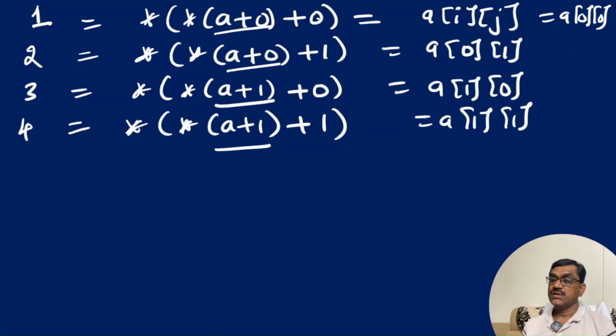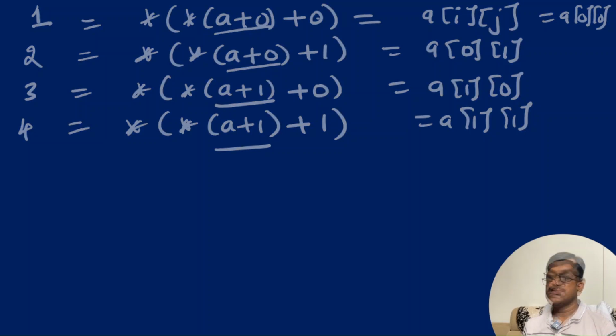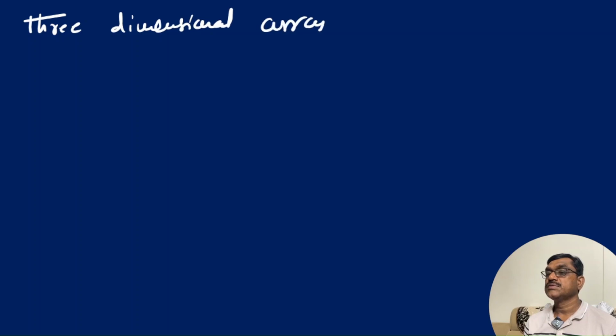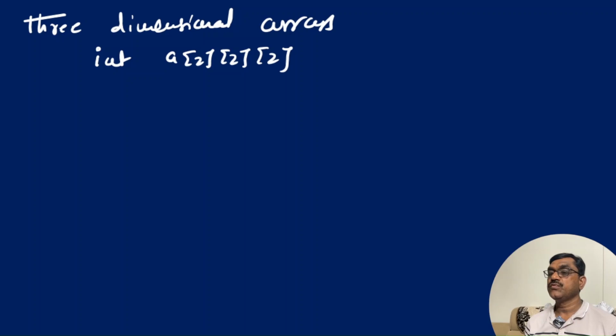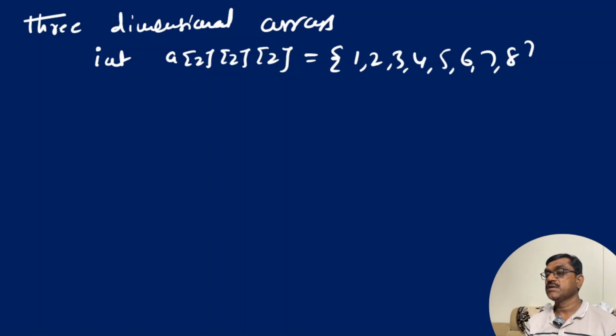Now we will see next the pointer to three-dimensional array. We are talking about three-dimensional arrays. Let us declare a three-dimensional array like this: integer a of 2, 2, 2, a 3 dimension array, 2 into 2 is 4, 4 into 2 is 8. How many elements we have to give? 8 elements: 1, 2, 3, 4, 5, 6, 7, 8. I have given 8 elements.